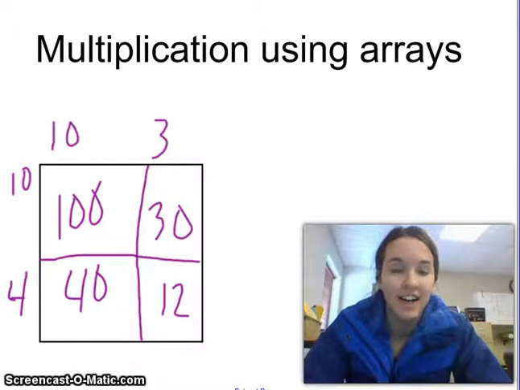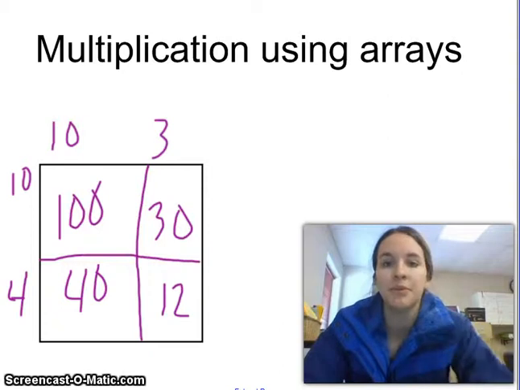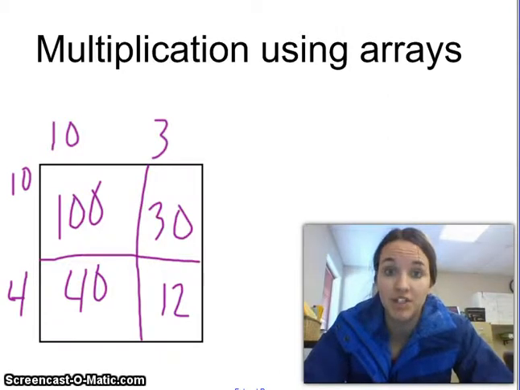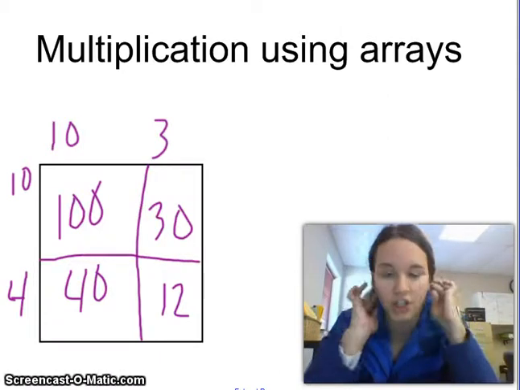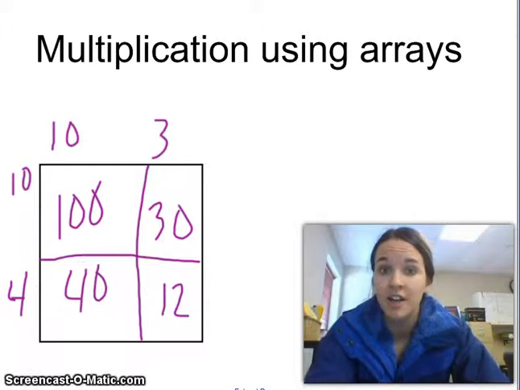Hey, fourth grade. I am sitting in the classroom on this freezing morning, which is why I have my coat on, and I'm going to be making a video today to explain to you guys multiplication using arrays, and we're going to especially focus on 2-digit by 2-digit factors when we multiply.